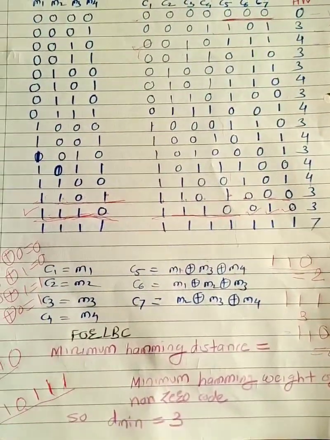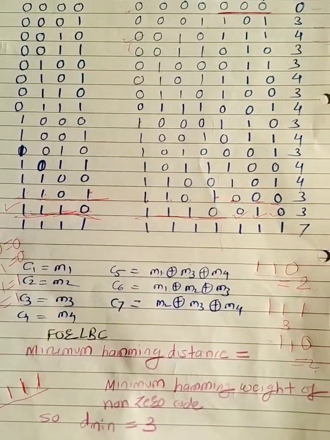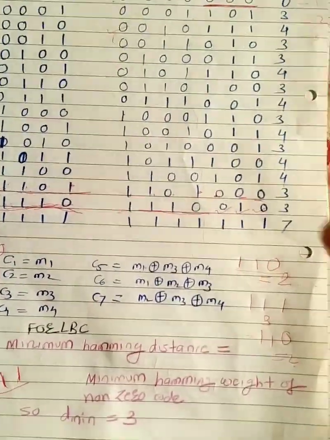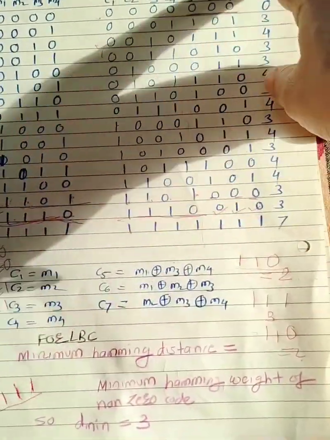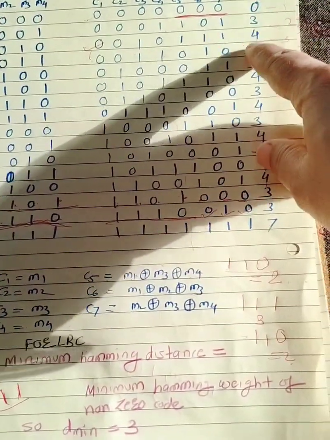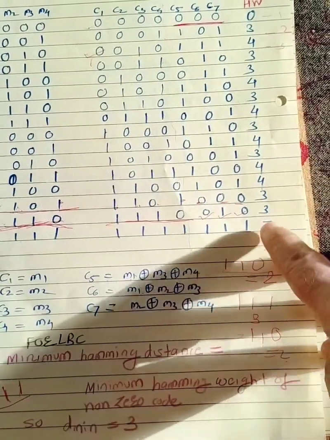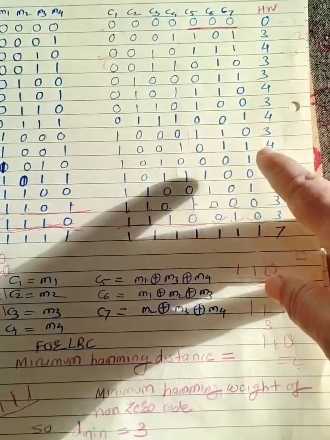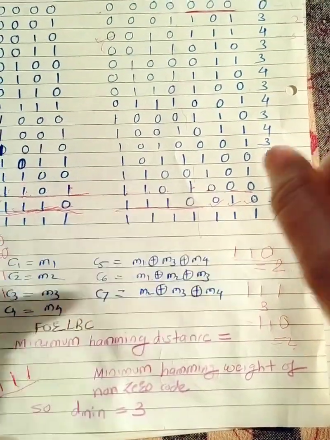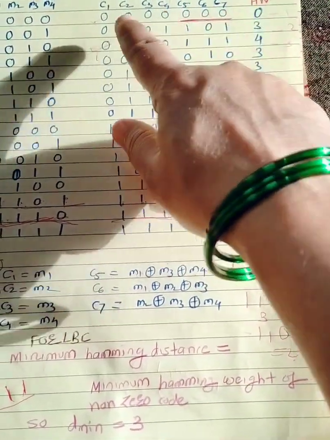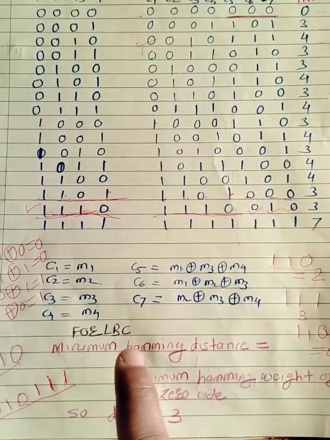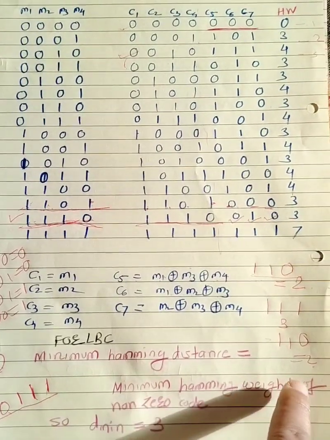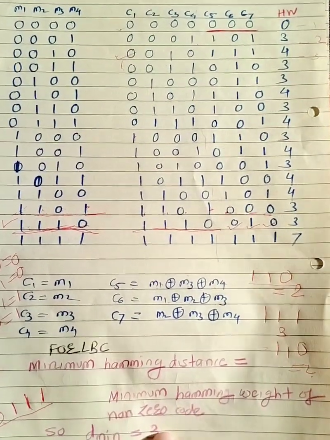Why do you have to write the Hamming weight? Because you have to find the Hamming distance, and in a linear block code the minimum Hamming distance is equal to the minimum Hamming weight of a non-zero code word. So here the minimum Hamming weight of a non-zero code word is 3. You might be asking why not 0? Because you have to see the minimum Hamming weight of a non-zero code word, and 0 is the Hamming weight of the all-zero code word. We write the Hamming weight because we need the minimum Hamming distance, which we found to be 3.